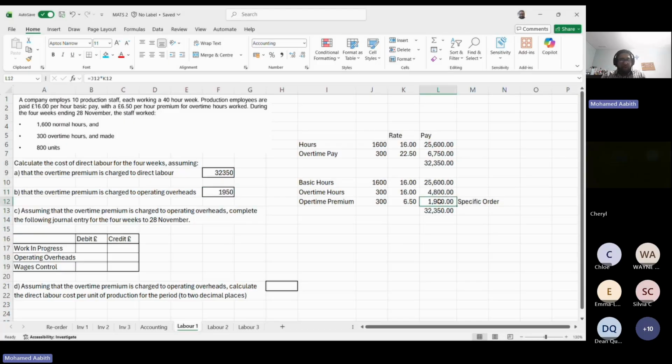In this one, all of these are going to be for a specific order. If it's a specific order, it is going to be direct. But if it's not, we will call that the indirect or the operating overheads. The separate premium we charge is going to be charged to the overhead. Okay.